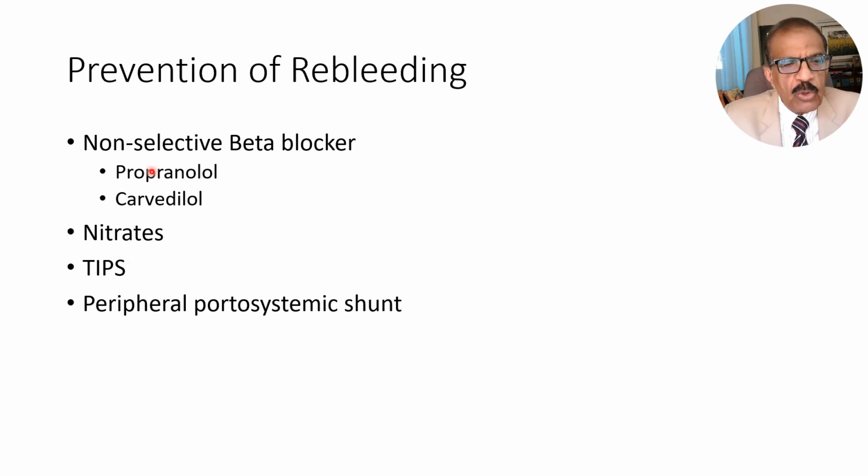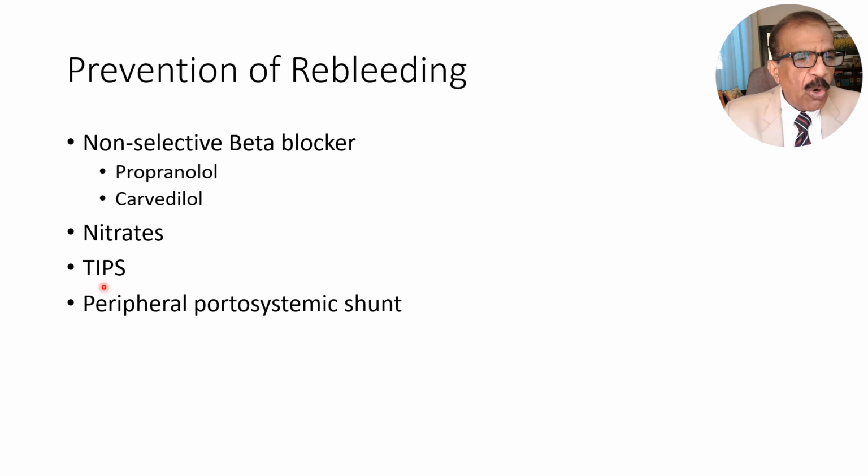Those who do not tolerate these beta blockers or those who do not get the desired effect due to these beta blockers, we can add nitrates. Now remember one thing, beta blockers and nitrates can cause hypotension, and a patient with chronic liver disease with a recent GI bleed is already likely to have hypotension. So that becomes a limitation. So sometimes we are unable to give the full therapeutic recommended dose of these drugs.